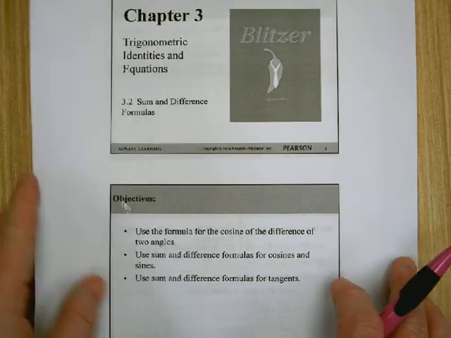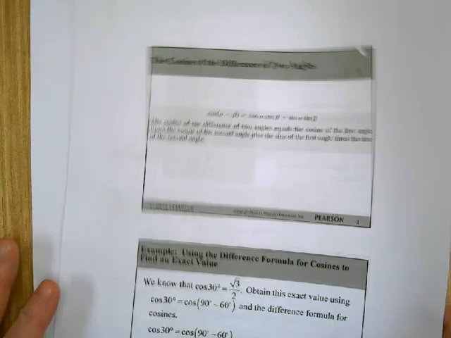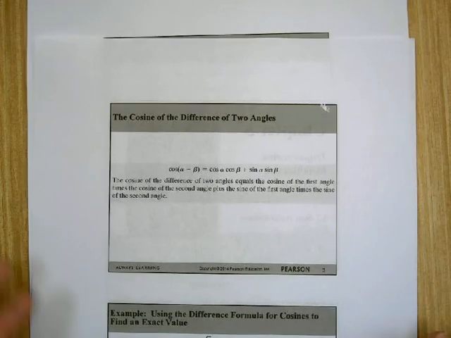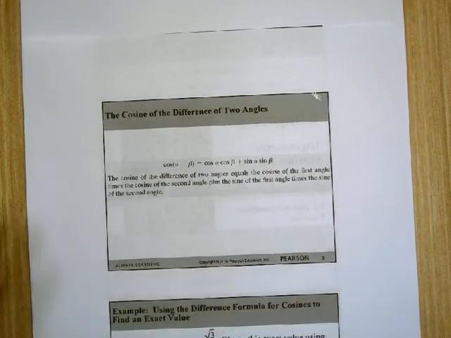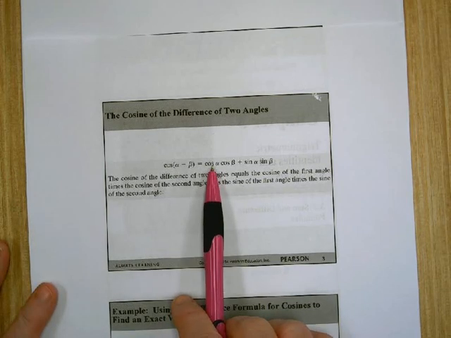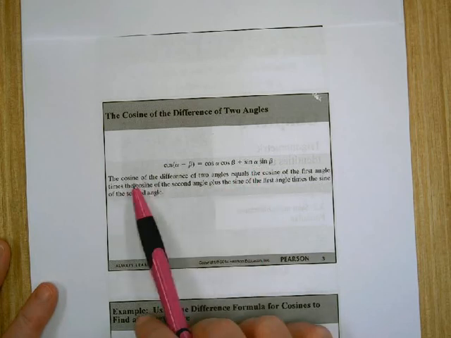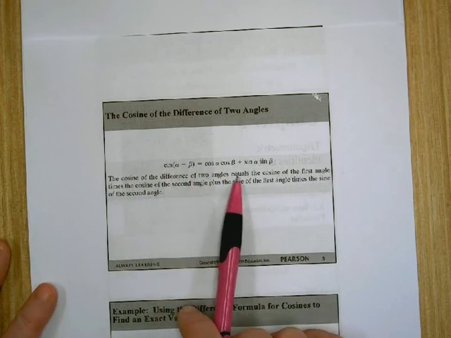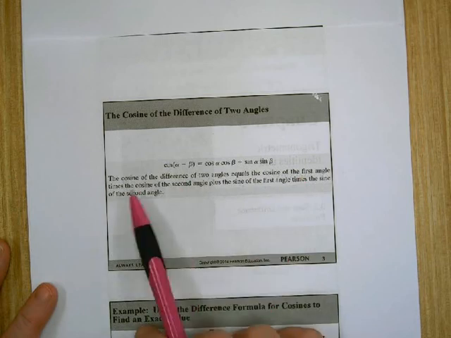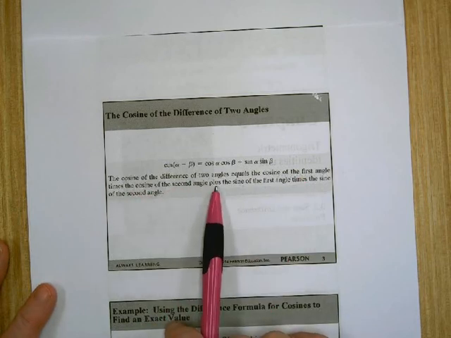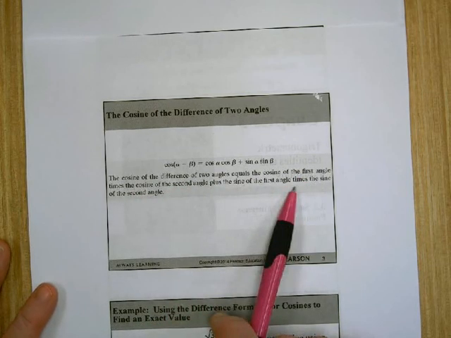So we're going to start here with our formula, the cosine of the difference of two angles. The cosine of alpha minus beta is given here by cosine alpha cosine beta plus sine alpha sine beta. The cosine of the difference of two angles equals the cosine of the first times the cosine of the second plus the sine of the first times the sine of the second.